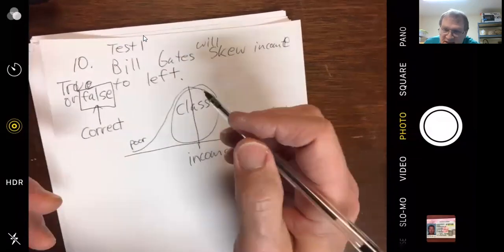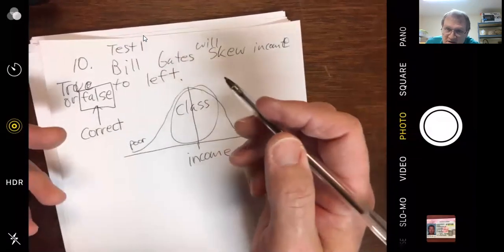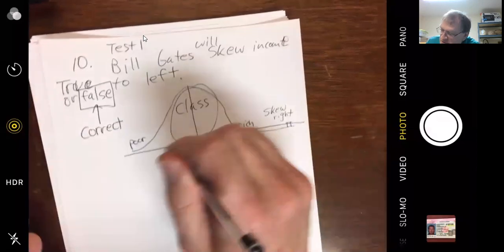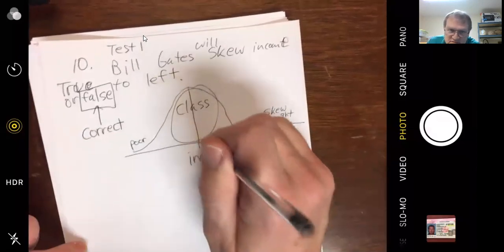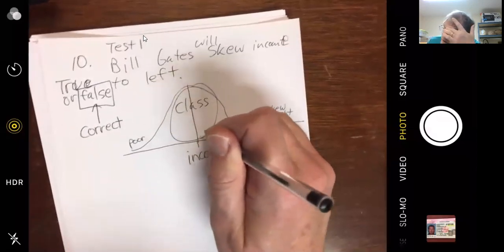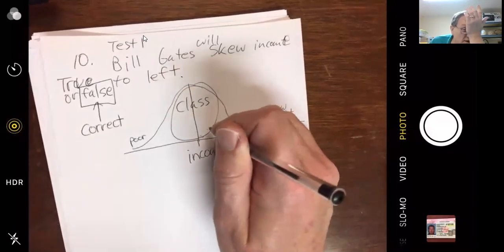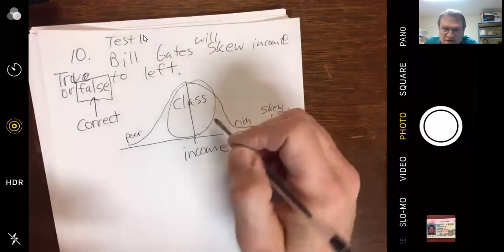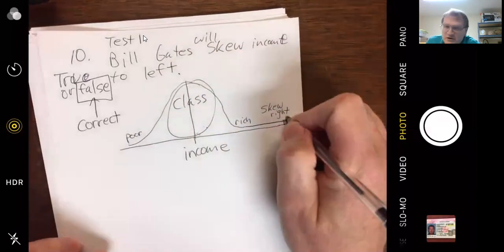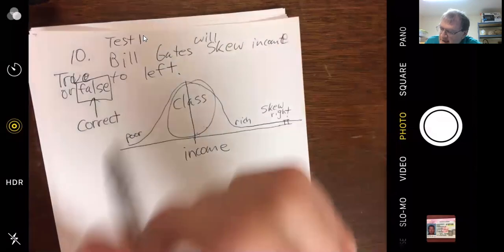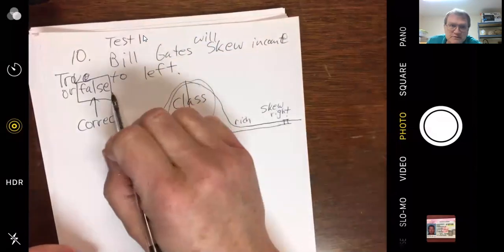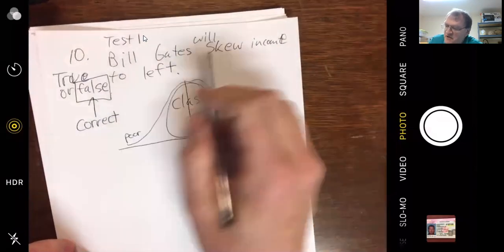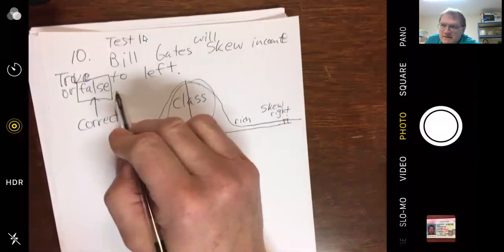But he doesn't change the median income much at all. It's only the middle one of us, or the average of the two in the middle. But his income is so much greater than everybody else's, that's skewed to the right. So the correct answer to this question is false, because he skews it to the right. This is false.